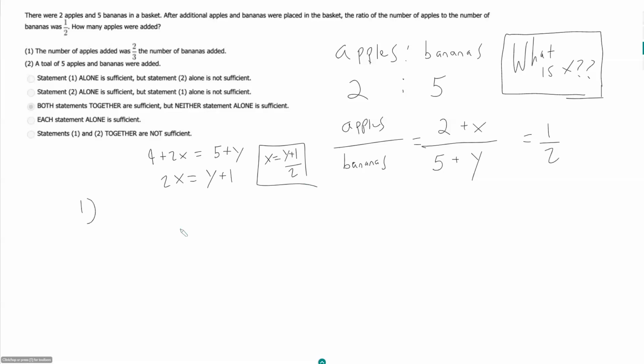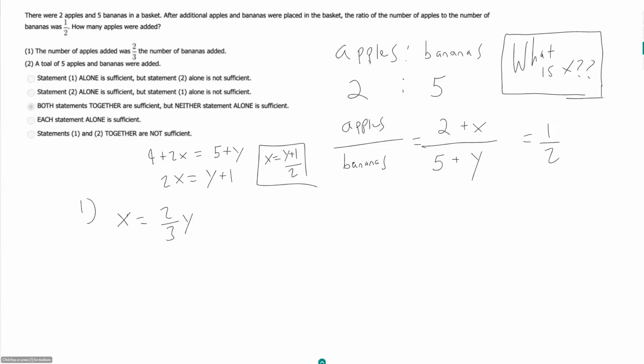So x is equal to (y plus 1) all over 2. But statement 1 says the number of apples added was 2/3 the number of bananas added. So this means the number of apples added, x, is equal to 2/3 the number of bananas added, y. So based on this, remember I'm looking for x here, so I can plug in 2/3 y for x if I wanted to, but that would give me y, and I'd have to go back and solve for x.